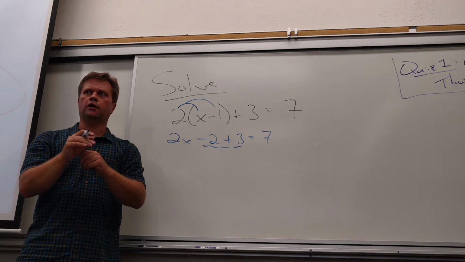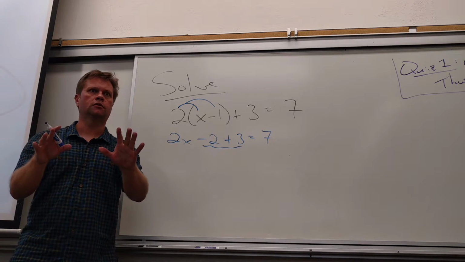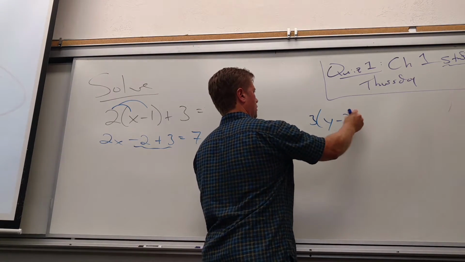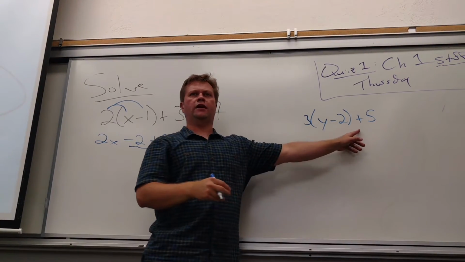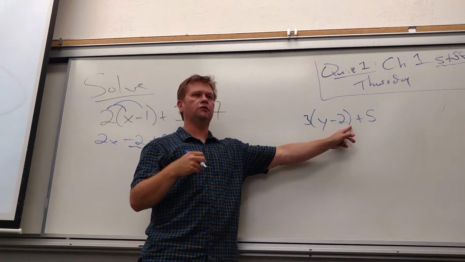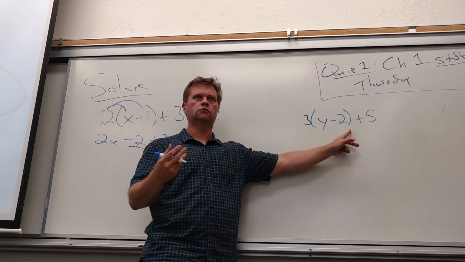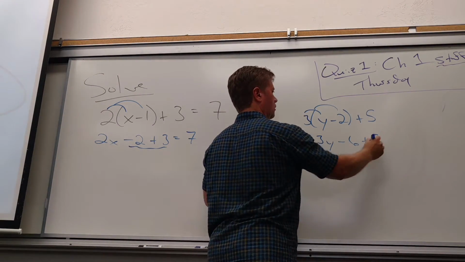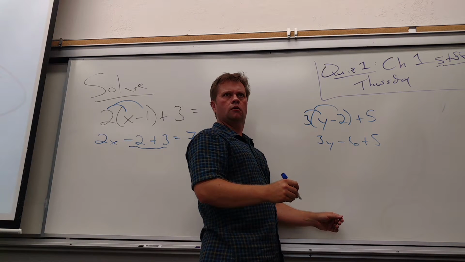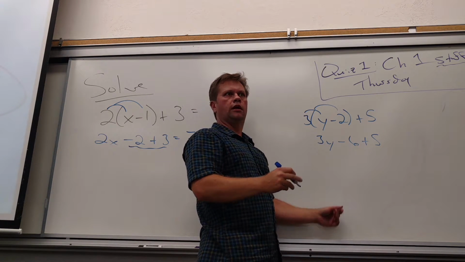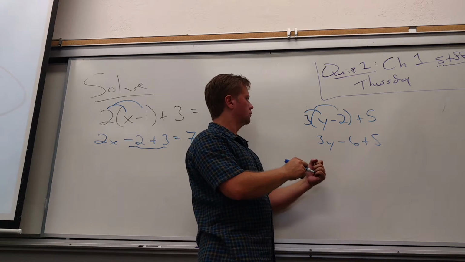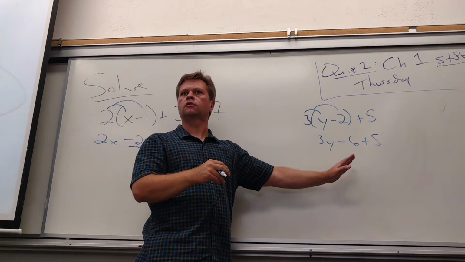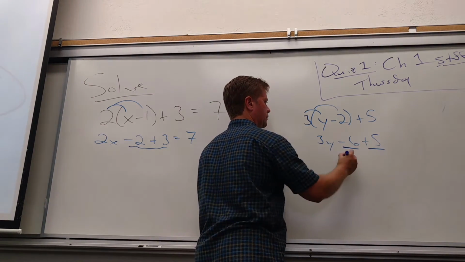So how did I lose you guys? What happened? What's going on? All right, let me go back in time. You ready? All right. If I just said simplify this, forget that for a second. If I said simplify this, what would you do? 3y. And now what can I do? What are my like terms? 3y minus 1. Yeah. So negative 6 plus 5 is?